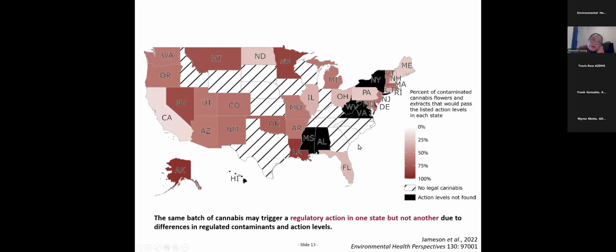Using the data that we collected from the regulatory documents in different states, we created a simulation, taking a batch of some 9,000 samples from a cannabis testing lab in California and running it through all the regulations in different states. Then we see there's a variation in the percentage of contaminated cannabis that is being caught in each state, using those regulatory action levels and the analytes for compliance testing.